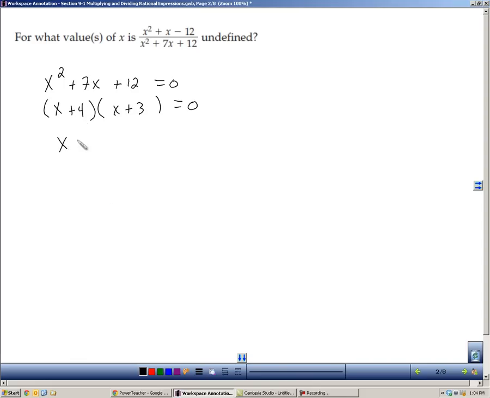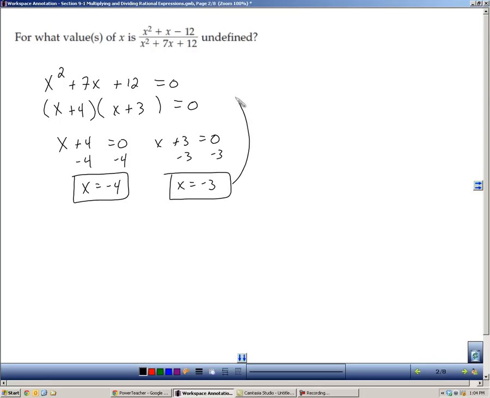Zero product property. So by solving this, we find out that if x is negative 4 or if x is negative 3, that will create a 0 in my denominator. Therefore, this function is not defined at negative 4 and at negative 3.